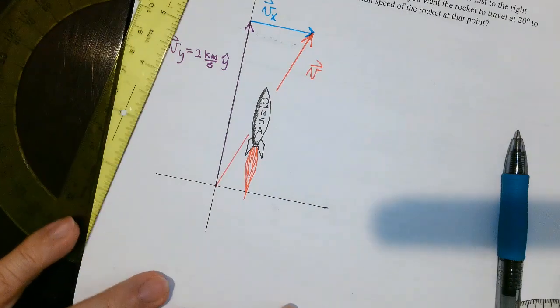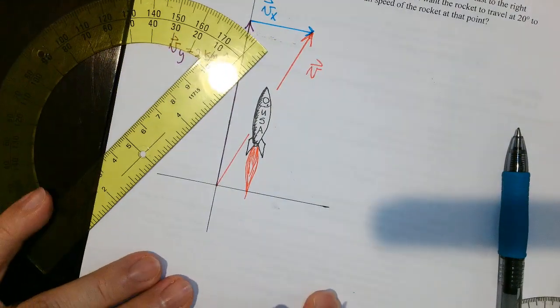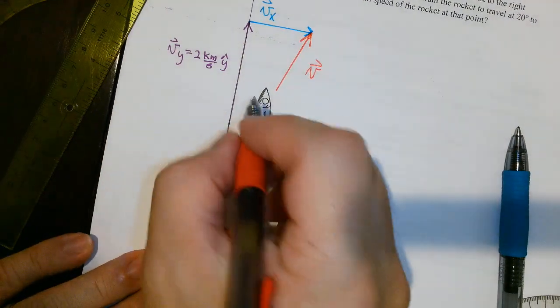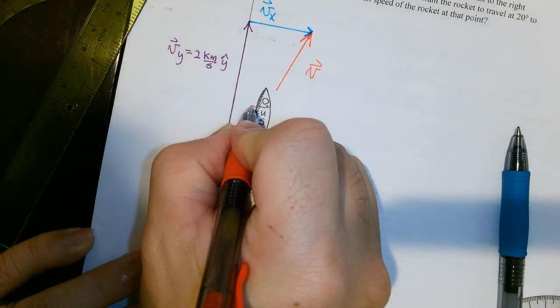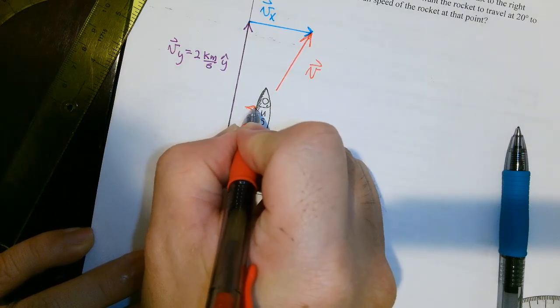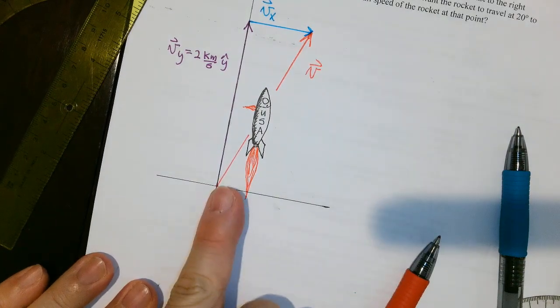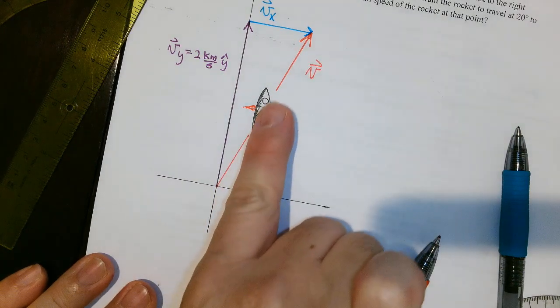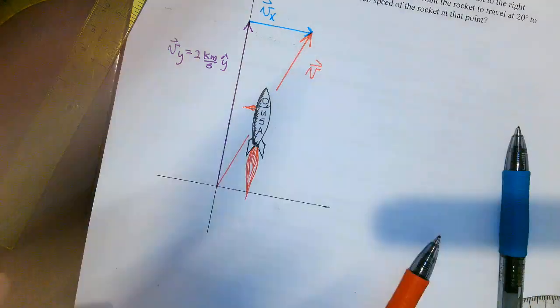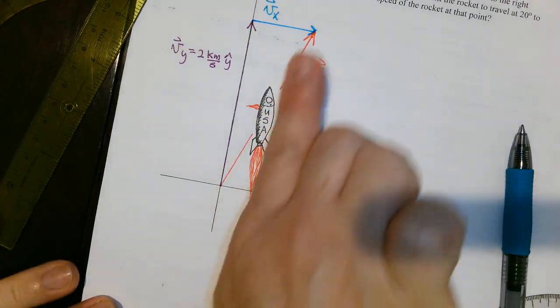So here's my rocket, right? And it's actually firing a side thruster like this so that instead of going straight up, it's going like that, right? With the sound effect.